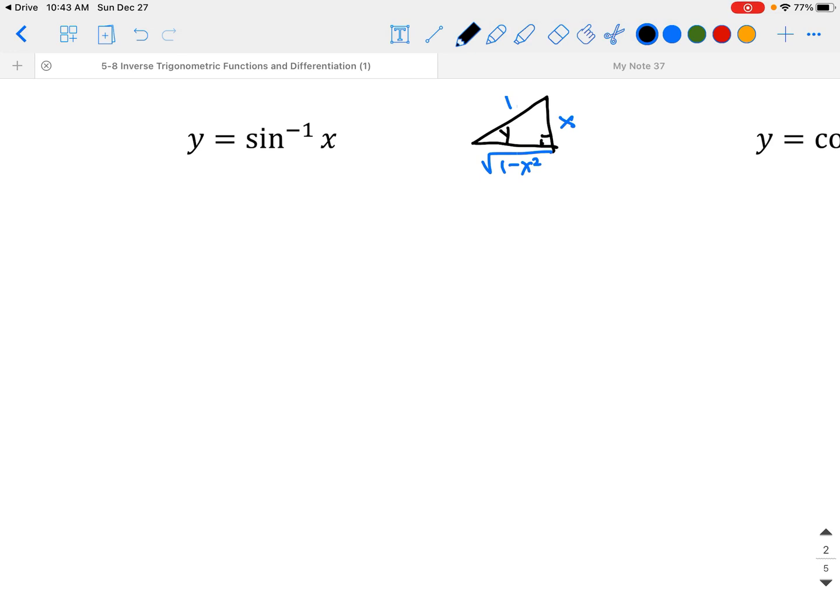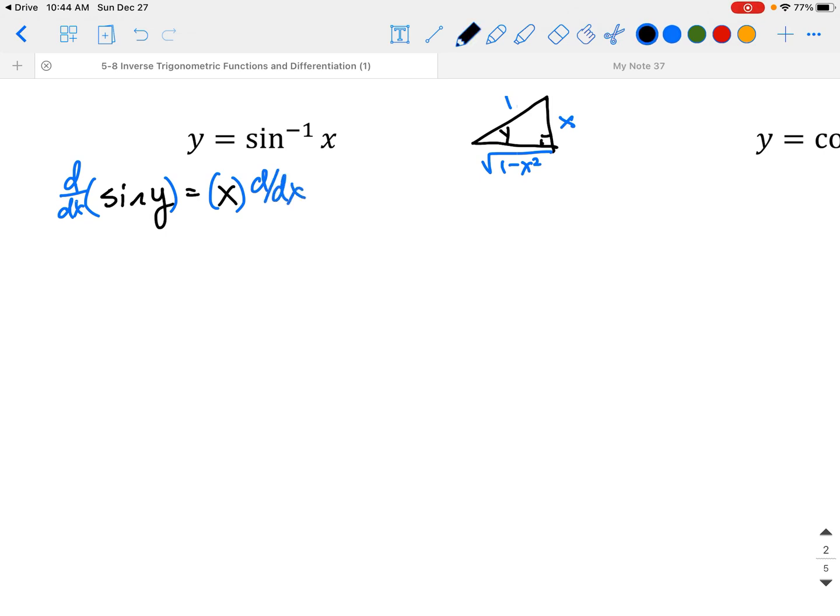So what I'm going to do then is I'm going to take sine of both sides. So I'm going to rewrite this simply as sine of y is equal to x. So that's using that inverse property. So sine of sine inverse cancel out. So I'm just left with x on the right-hand side, and then I have sine of y on the left side. But now I've got just an implicit equation that I can now differentiate with respect to x.